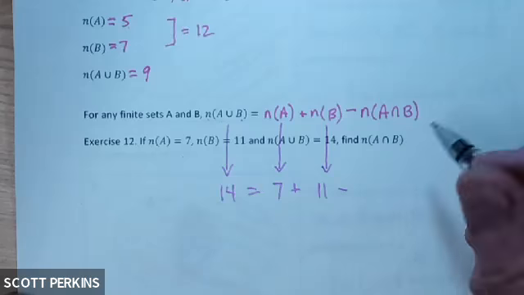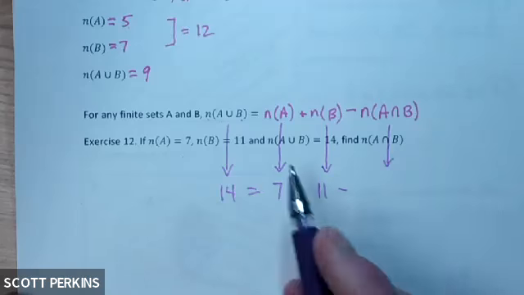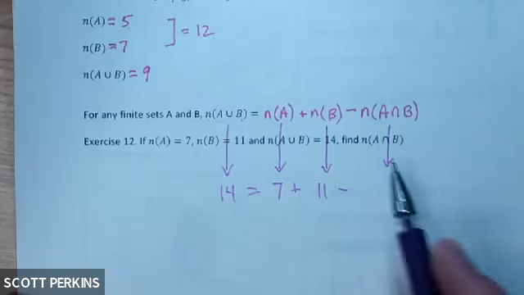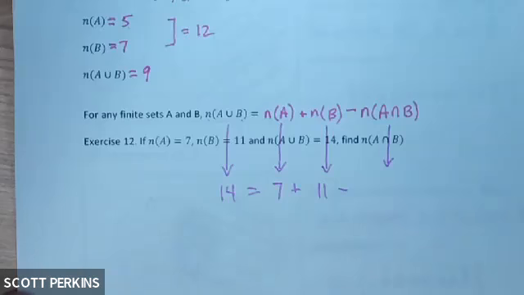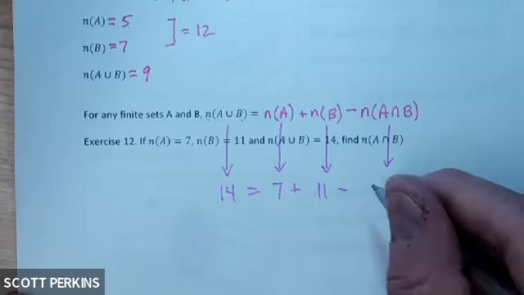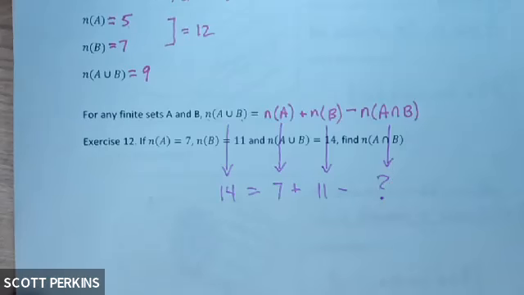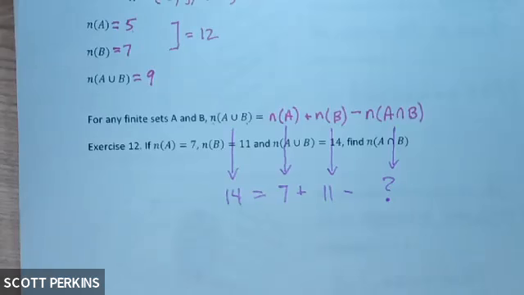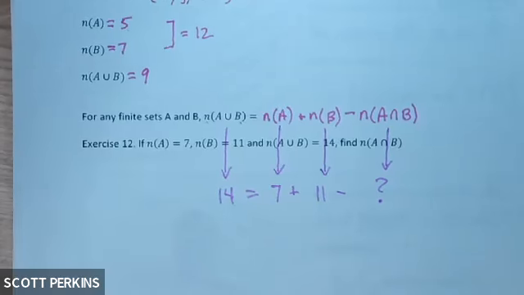Minus the number of elements in A intersect B. I have not given you that. That's what we are looking for. So I don't know how comfortable you are with a variable. You can use that, or I can just use a question mark to make it look a little less scary. You can put a square there if you want. So I need to figure out the unknown.